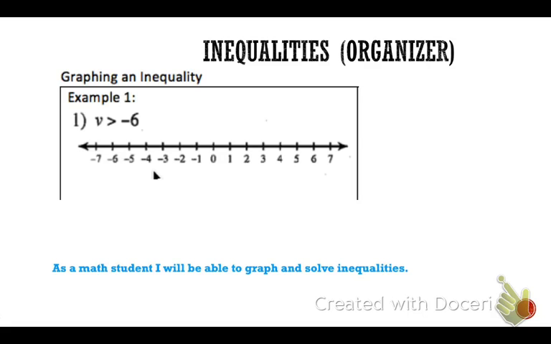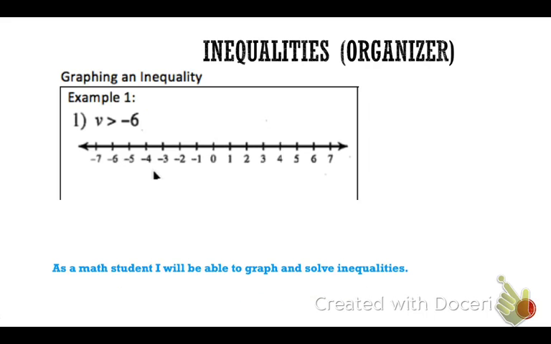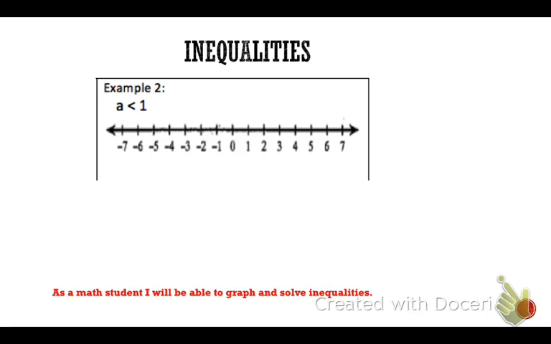So for this first one, v is greater than -6. First thing I'm going to do is find -6. Because it doesn't have that equal sign, what kind of circle am I going to have? An open circle. So I'm going to have an open circle, and my arrow is going to go this way with that squiggly line.